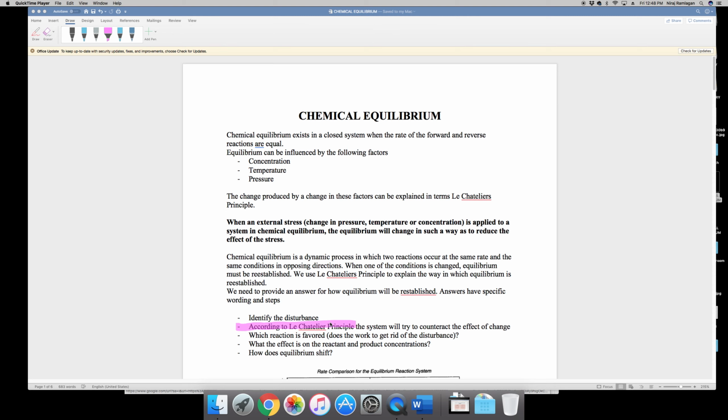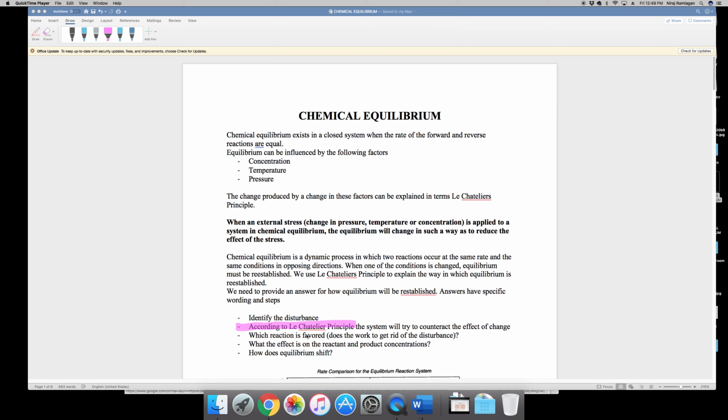So when we look at Le Chatelier's principle, we need to look at these rules. Please make sure we look at all of these and we mention them. So we identify the disturbance. This line you have to write down: Le Chatelier's principle will try to counteract the effect of change, and how it counteracts this change.